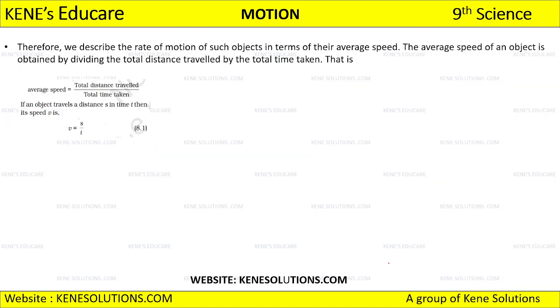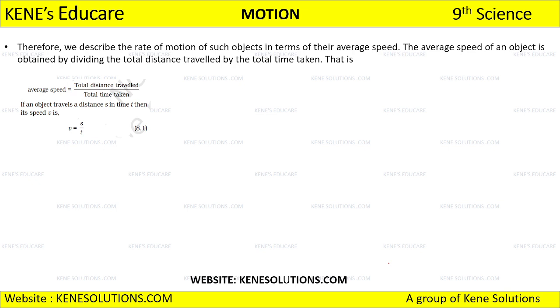After this, now here we have more information on it. Therefore, we describe the rate of motion of such objects in terms of their average speed, because there is so much difference and there are so many different SI units with respect to speed. So instead of calculating the speed, we calculate the rate of motion of such objects in terms of their average speed.